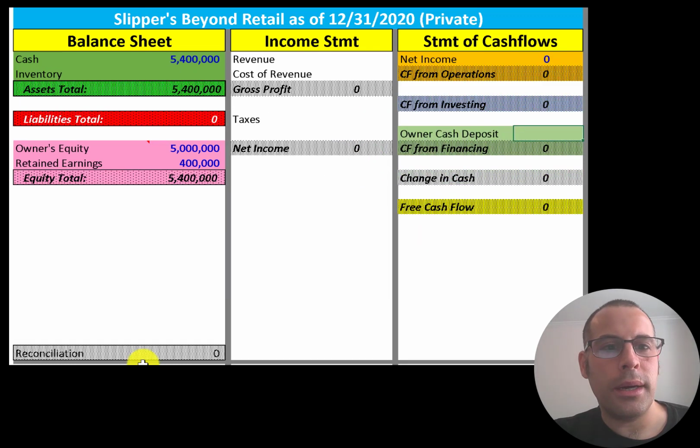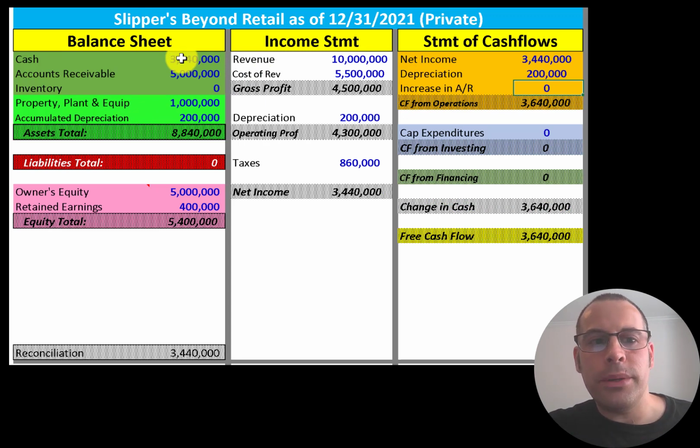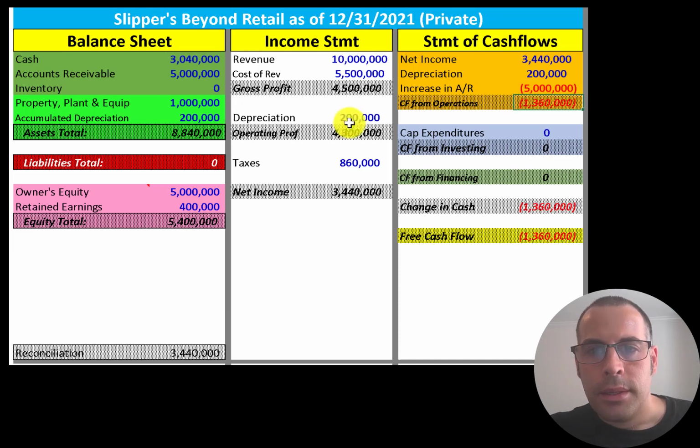Back in 2020, we had nothing in accounts receivables on the balance sheet. At the end of 2021, we have $5 million. So that means accounts receivables went up $5 million. When accounts receivables goes up, cash goes down. So that's negative $5 million on the statement of cash flows. The reason it's negative is because we didn't receive the cash for that transaction. We're going to receive it in the future.